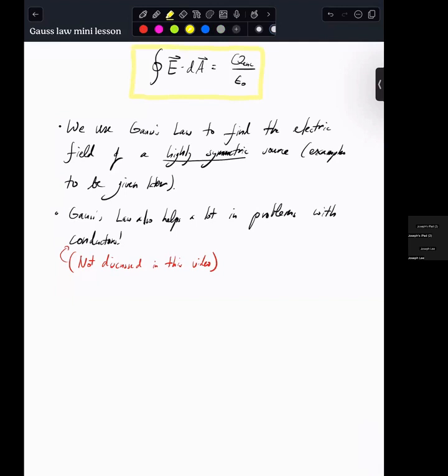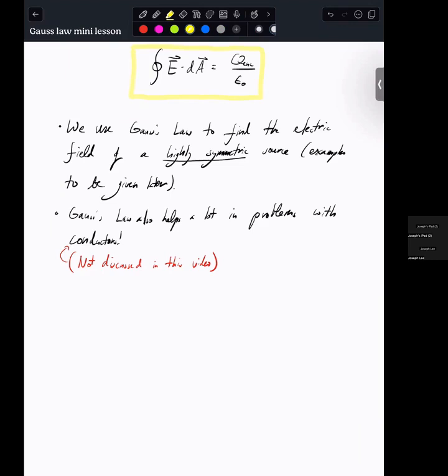In general, the way you use Gauss's law is if you see a problem in which you need to solve for the electric field, and the problem you have is highly symmetric, then this is probably where you want to apply this. Gauss's law also goes hand in hand with some conductor problems that I won't be talking about in this video.